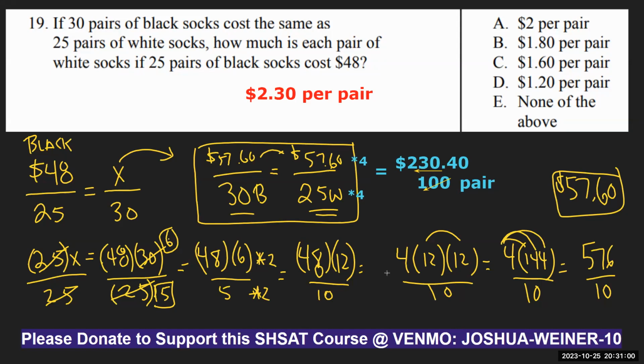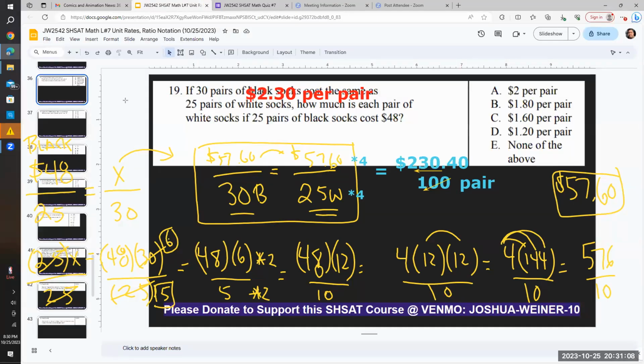Now let's go to the answer choices. Is it A, $2 per pair? No. B, C, D. The correct answer was E, none of the above. Hold on just a second. The correct answer was E, none of the above.